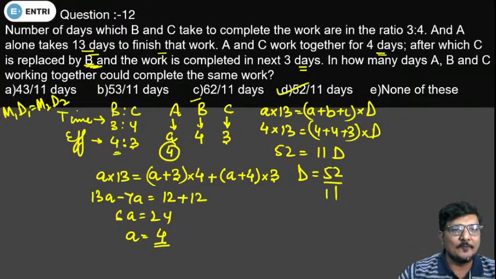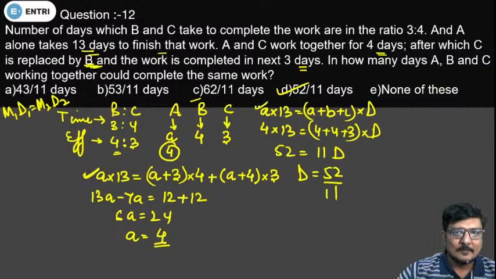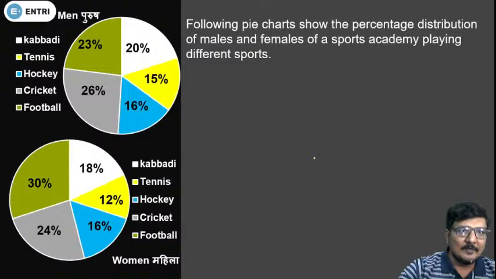We are applying the formula of time and work, M1 D1, two times. Hopefully the question is clear to all of you. First we applied the formula of time and work and calculated the efficiency of A, and then again we applied the formula M1 D1 to calculate the number of days. Now moving to our next question.